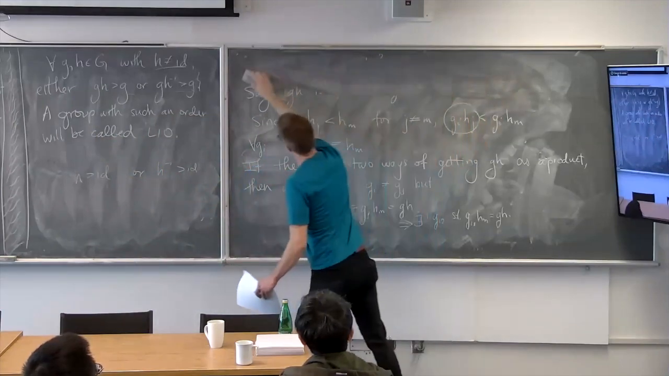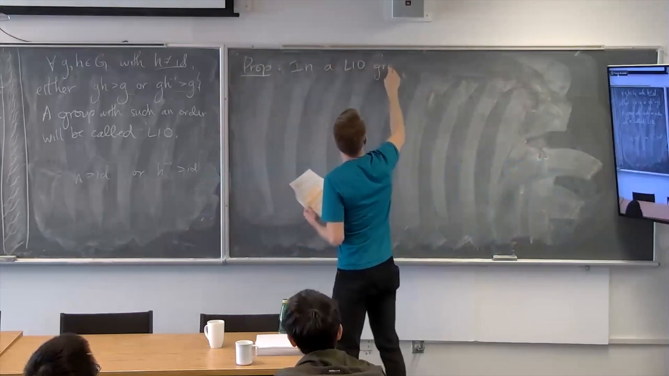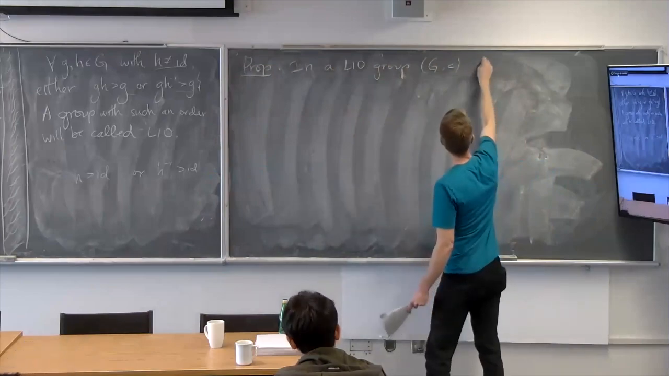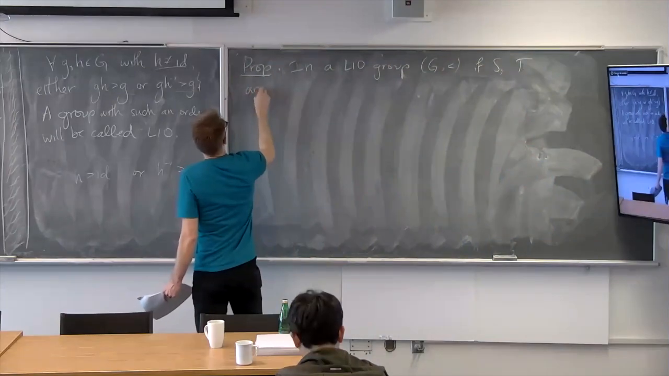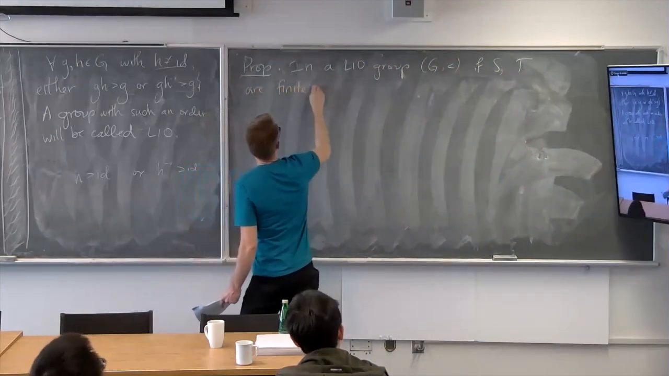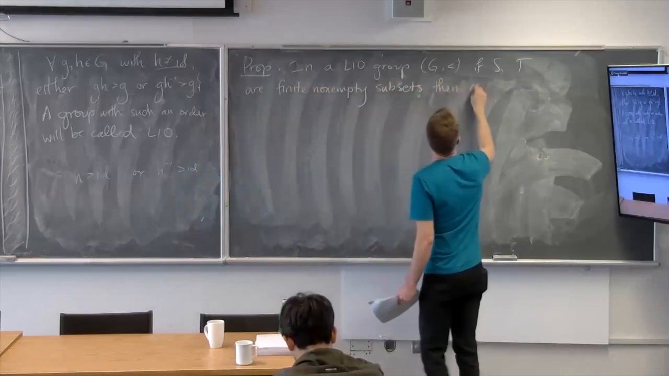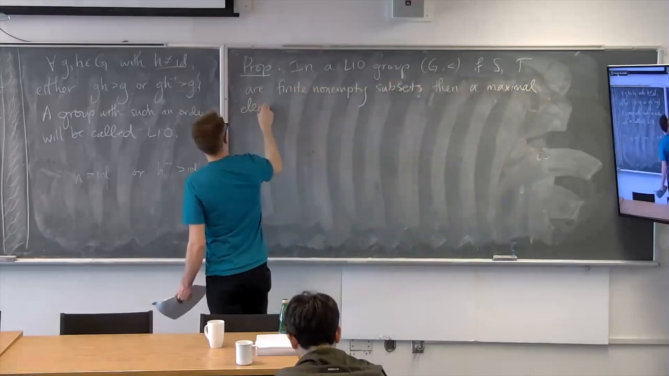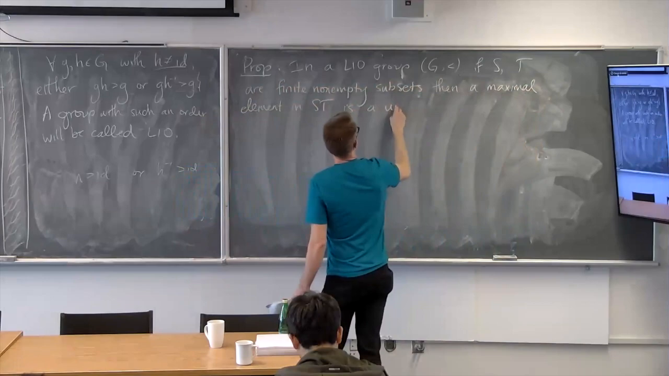So in a LIO group G, with order, if S, T are finite non-empty subsets, then a maximal element in ST is a unique product.